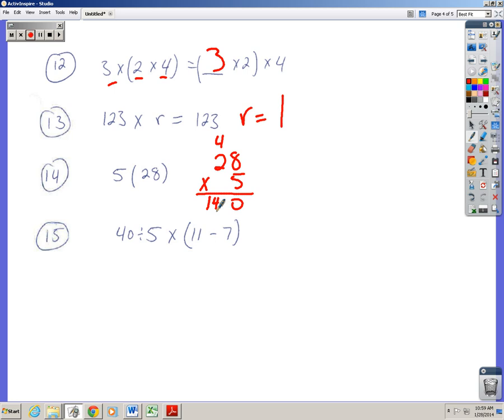Number 15, parentheses, 11 minus 7 is 4, times 40 divided by 5. 40 divided by 5 is 8, times 4. 8 times 4 is 32.